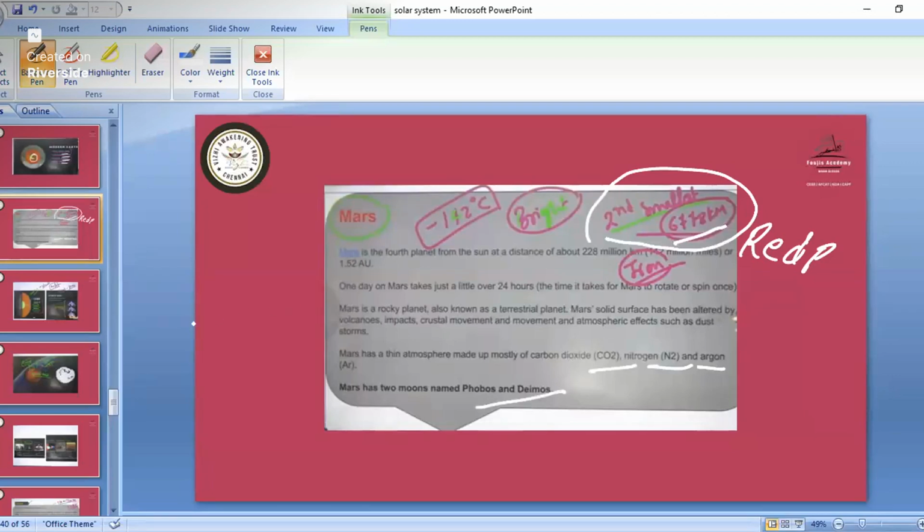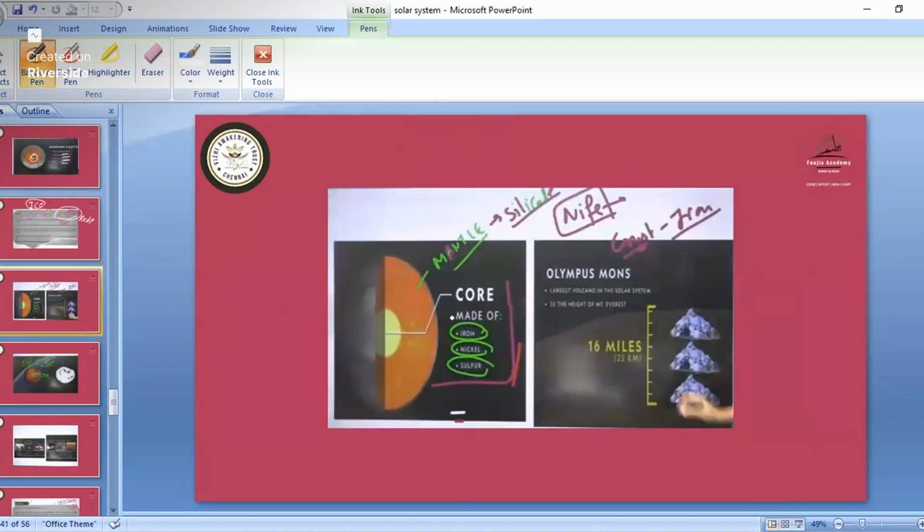Why are we now searching for life possibility on Mars? Because there is a presence of ice. Mars does not have liquid water, but ice is present there, so we think that we can get water also. That's why we are searching for the presence of life on Mars. See, Mars' inner core is made up of iron, nickel, and sulfur.